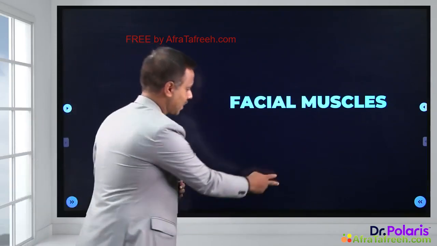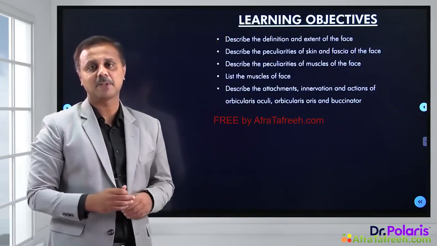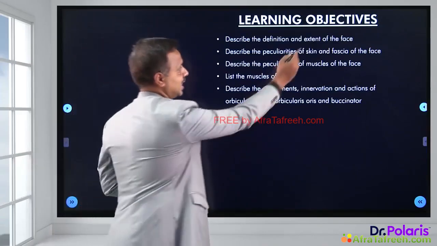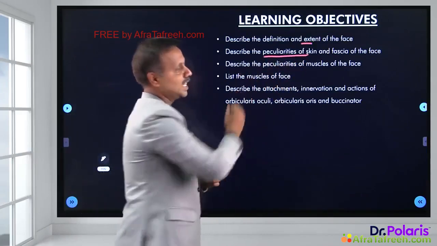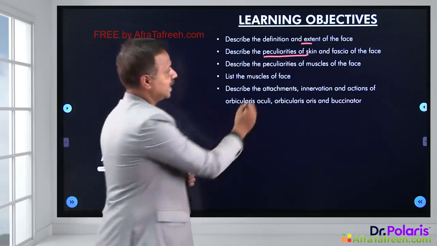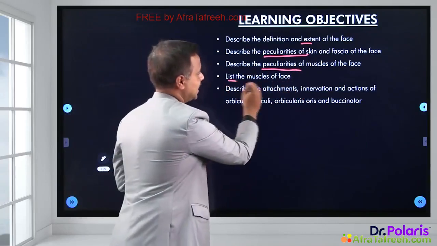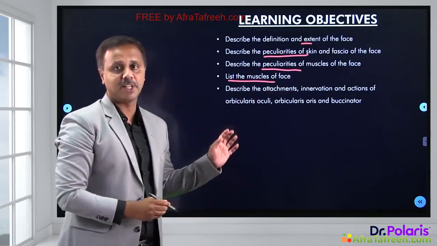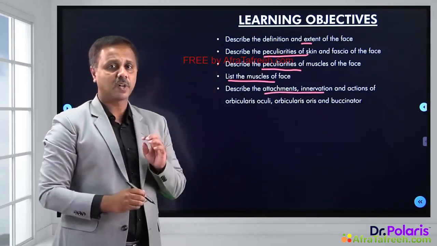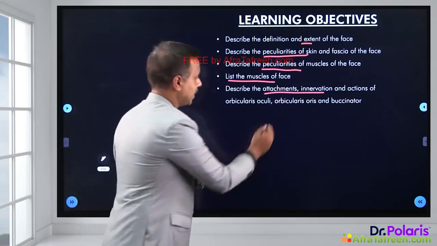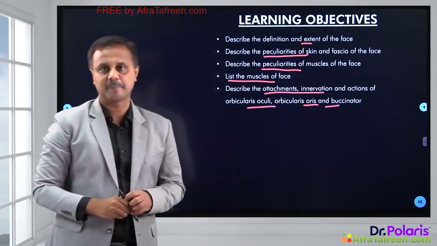The learning objectives for this session are, at the end of completing this session, you should be able to define what is face and what is its extent. Define the peculiarities of skin and fascia of the face. Describe the peculiarities of the muscles of face. List the muscles of face. Describe their attachments, innervation, and actions. And we will focus on three important muscles, not all the muscles: orbicularis oculi, oris, and buccinator.